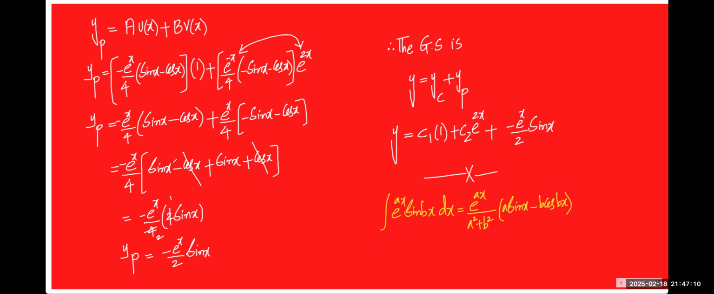Where we are substituting for this term, for these two terms actually. We are substituting for this one, e power x sin x dx. Just put a value is 1, b value is 1, you will get your answer. So what answer are you getting? E power x by 1 square plus 1 square, which is 2, into sin x minus cos x.